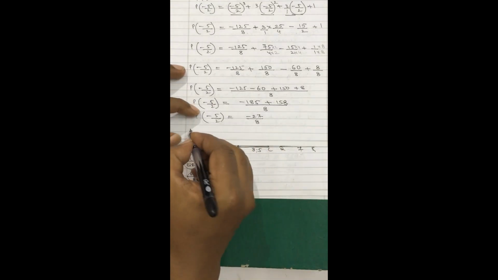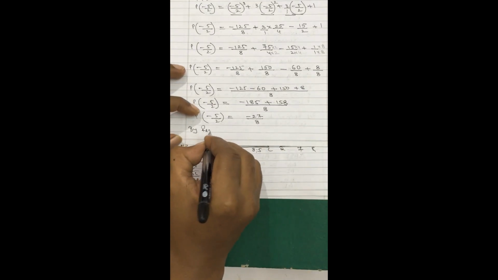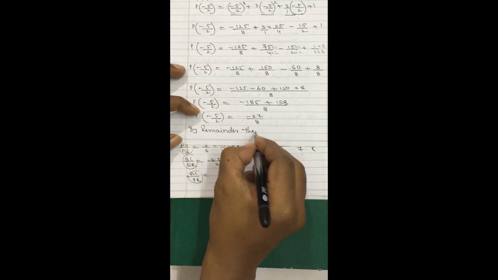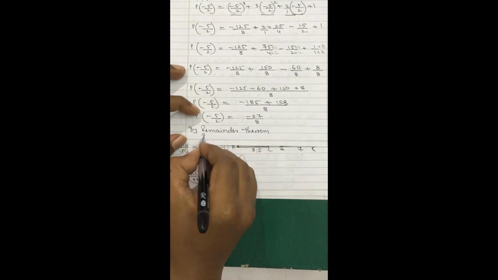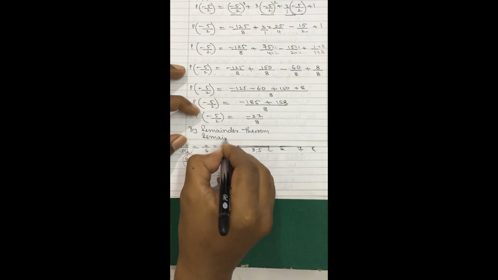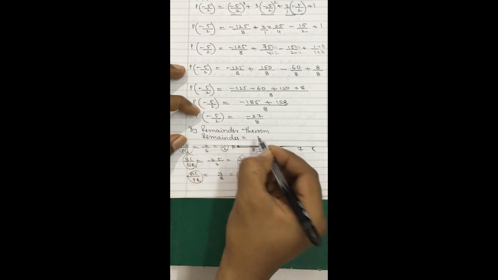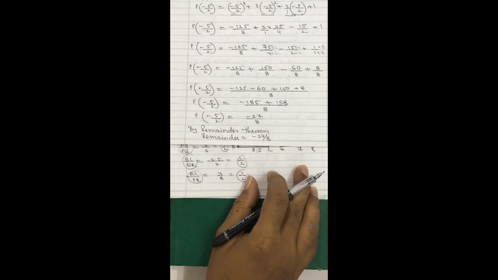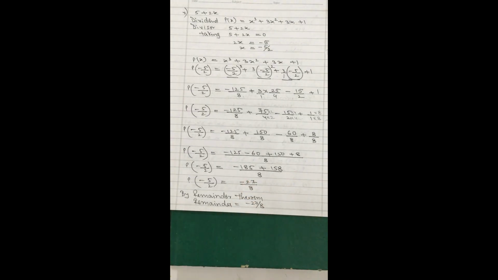Okay? By remainder theorem is equal to minus 27. Okay, my dear students, I hope you all are getting this properly and clear to you all people. I'm just confirming the answer. Yes, it is minus 27 upon 8.